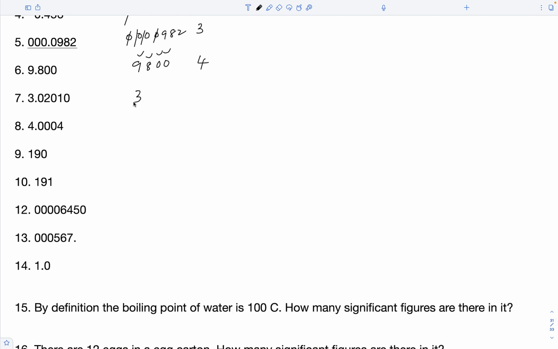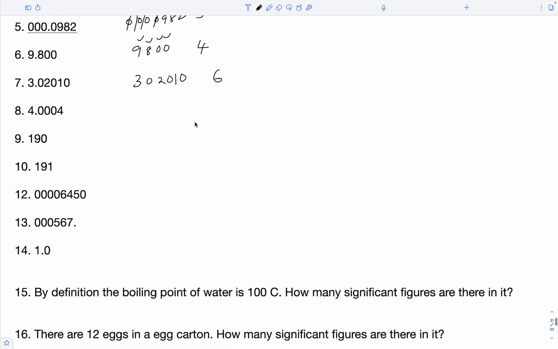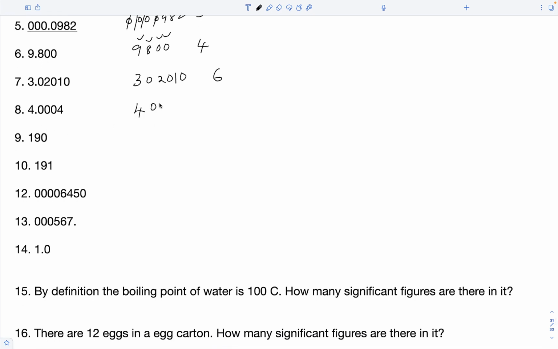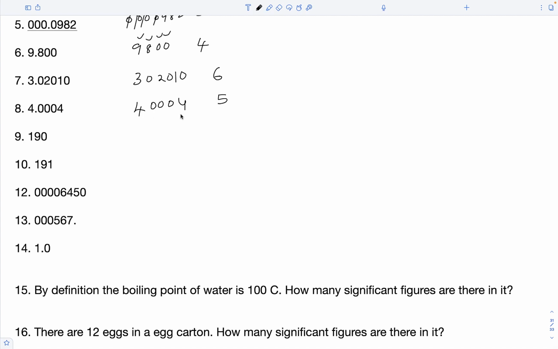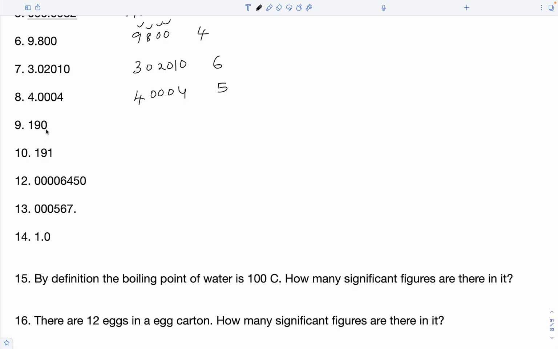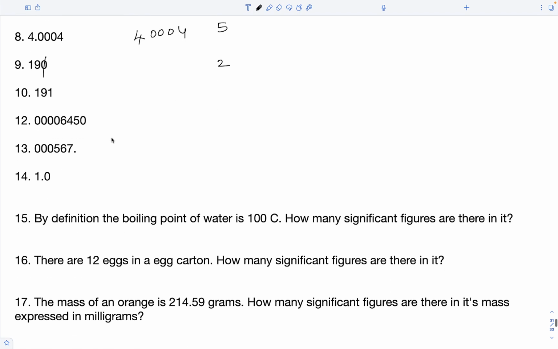This can be written as 302010 after ignoring this decimal point, and we need all the 6 digits to maintain its magnitude, and this can be written as 40004 after ignoring this decimal point, and all the 5 digits are significant because they all contribute to its magnitude. Again we have an integer with a trailing 0 but without a decimal point in the end. So by convention this trailing 0 is not significant. So here we have only 2 significant figures.